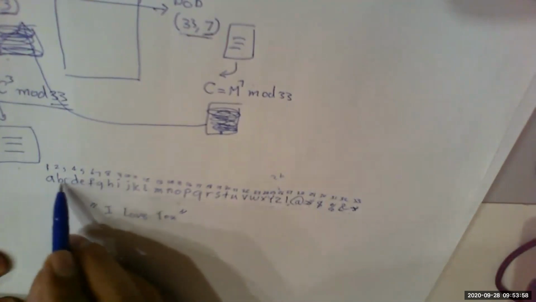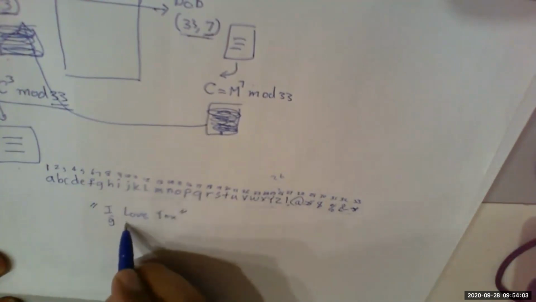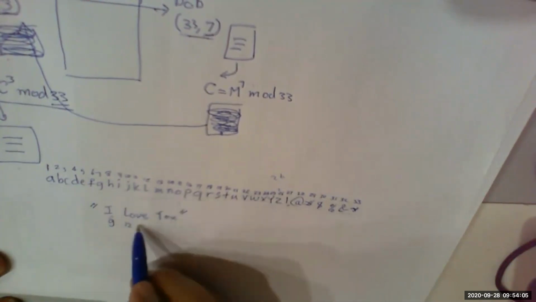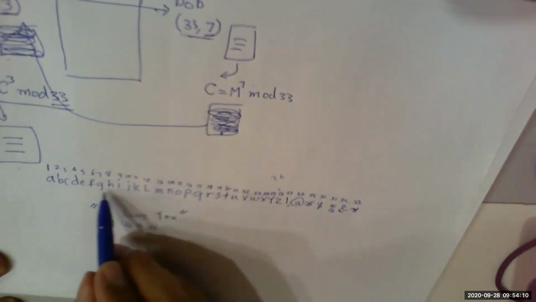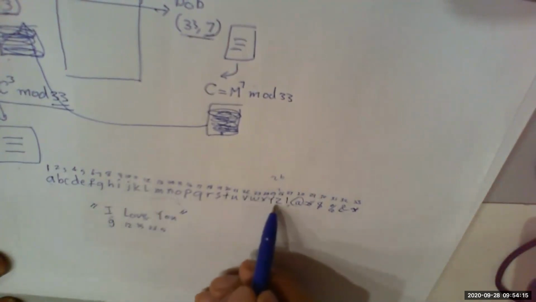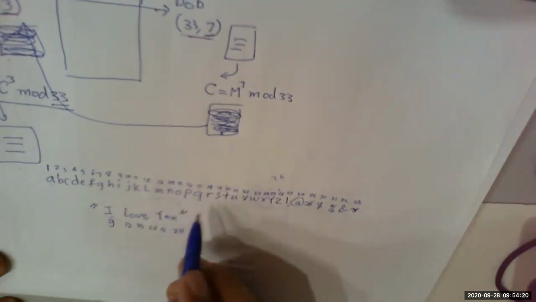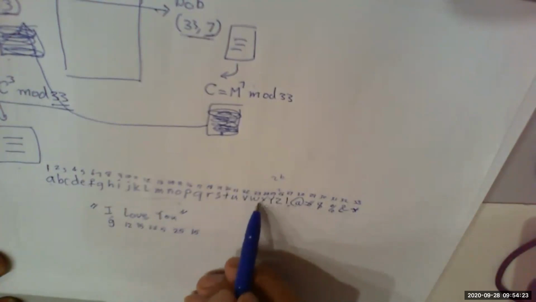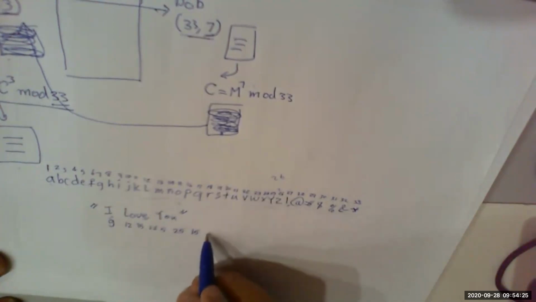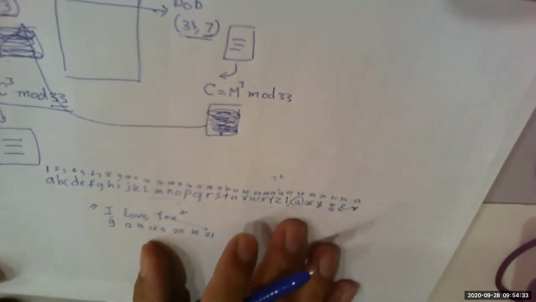Okay, we can get I with 9, and L with 12, and O with 15, and V with 22, and E with 5, and Y with 25, and O with 15, and U with 21. Now I have these numbers, so I can apply the encryption.